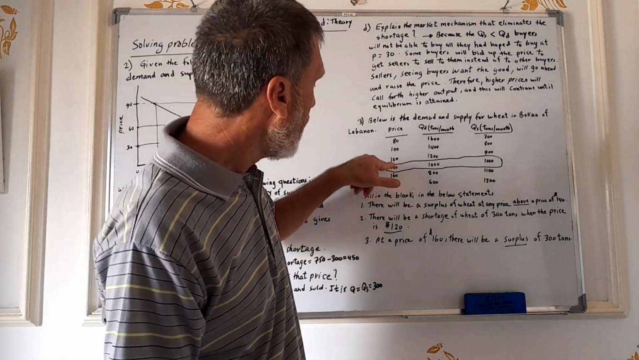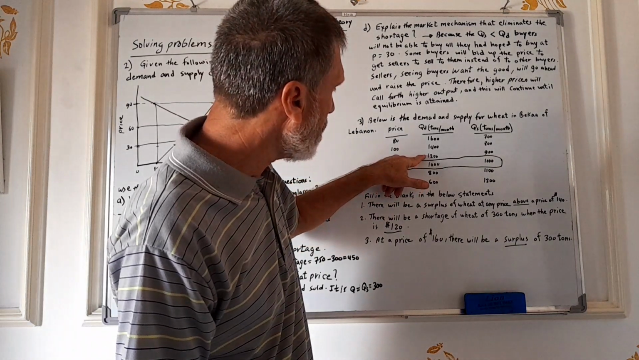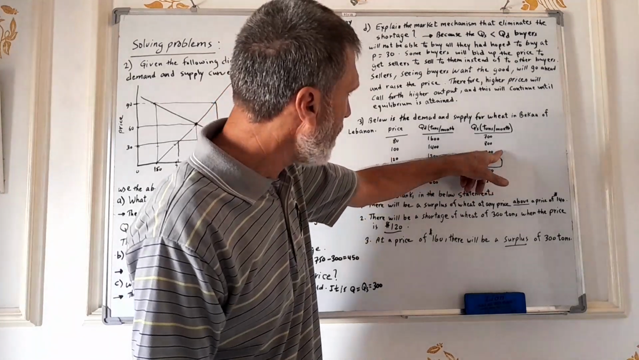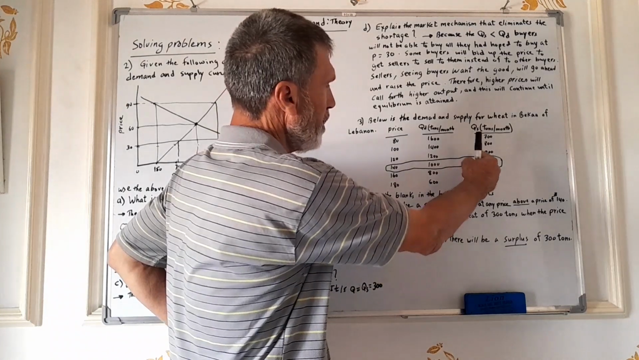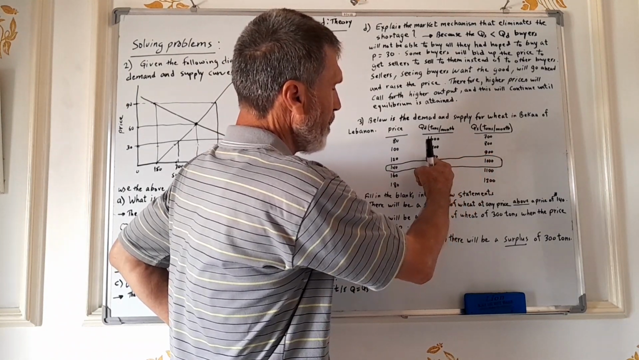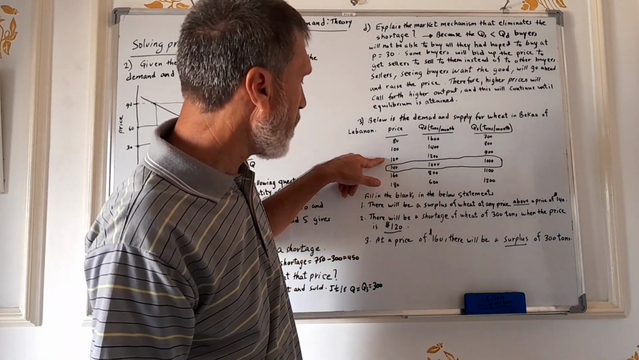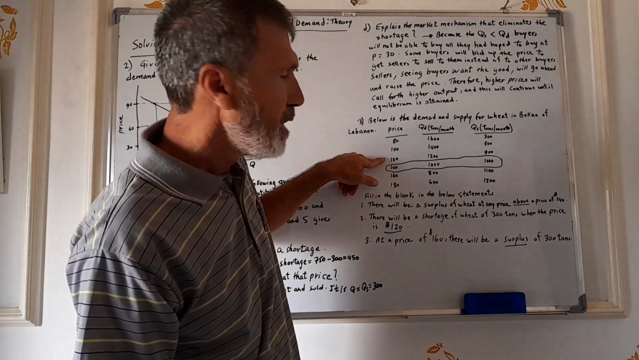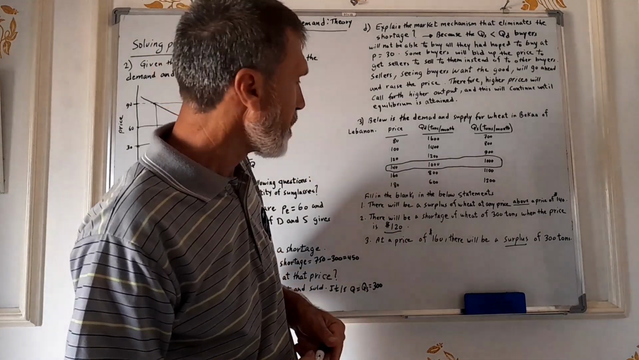We look over here. Let's take 120. At 120, the quantity demanded is 1200. The quantity supplied is 900. So if you subtract 900 from 1200, you come up with 300. Therefore, at the price of 120, we're going to have a shortage, and the value of the shortage is 300.